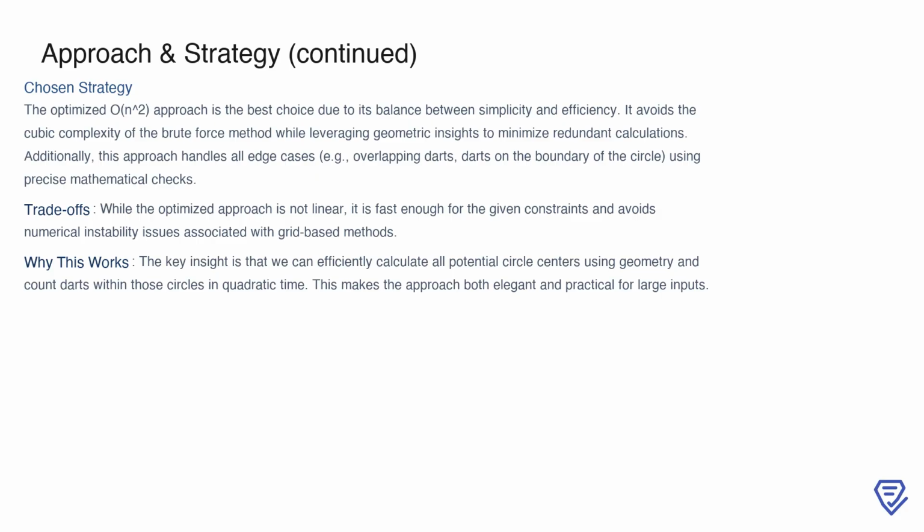This method strikes the right balance between simplicity and efficiency. By avoiding the cubic complexity of the brute force method and leveraging geometric insights, this approach minimizes redundant calculations and ensures accurate results. It is robust enough to handle edge cases such as overlapping darts or darts lying exactly on the circle's boundary, thanks to precise mathematical checks. While it is not the fastest possible algorithm, its quadratic complexity is well suited to the problem's constraints and avoids the numerical instability associated with grid-based methods.